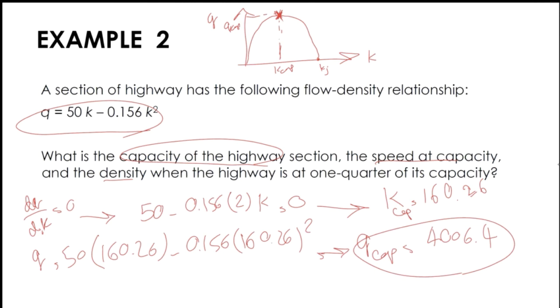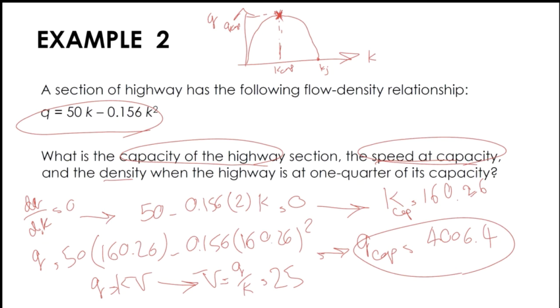The question is also asking us about the speed at capacity. I have the density at capacity, I have the flow at capacity, so I can easily use the traffic flow fundamental identity Q equal KV to calculate the speed at capacity. So speed at capacity would be Q over K. And if I calculate that, that would be equal to 25.